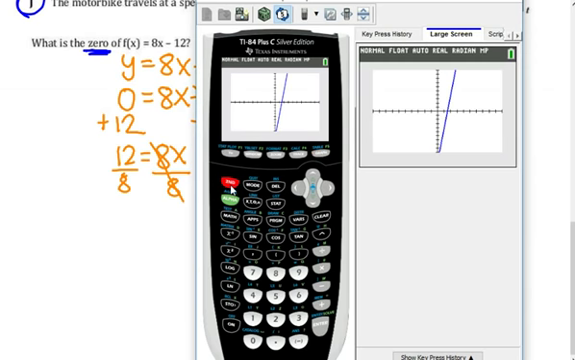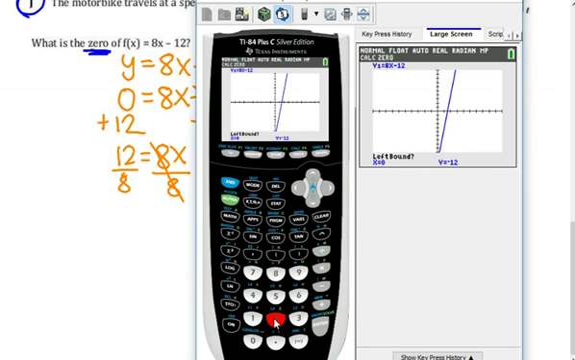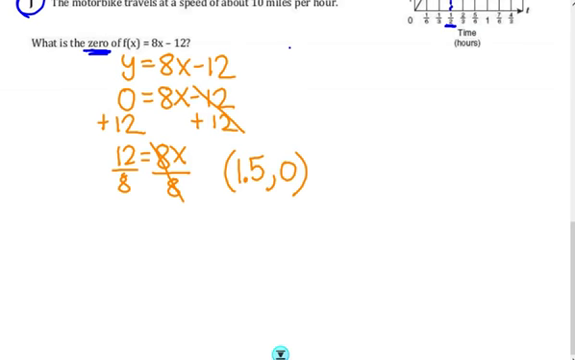If I wanted to double check too, you can also still do second trace. And we want to find our 0. And so I could still kind of do the same thing that we're used to doing with our quadratics, but you can also do them here just to double check. And it tells me it's crossing at 1.5. Cool. So we're good there. Let's check out this next one.